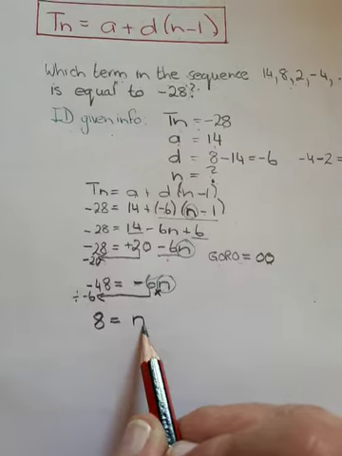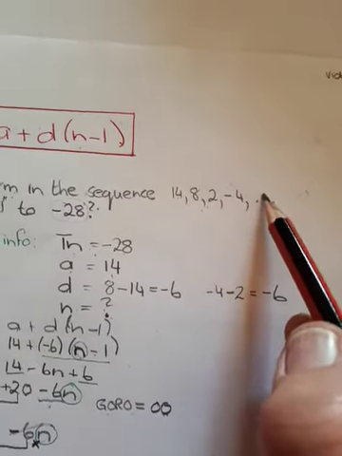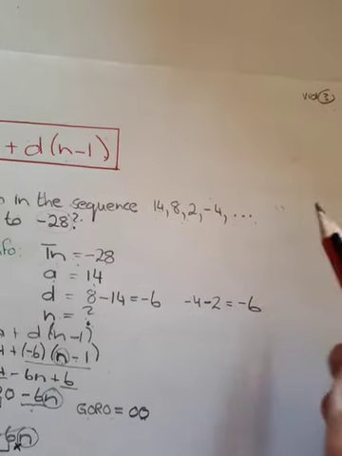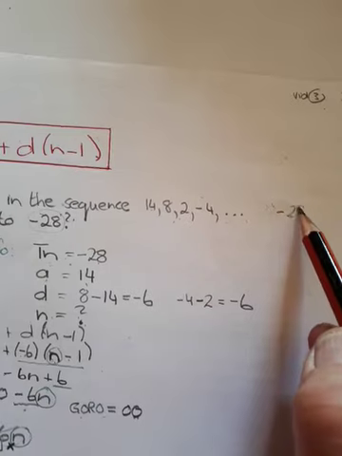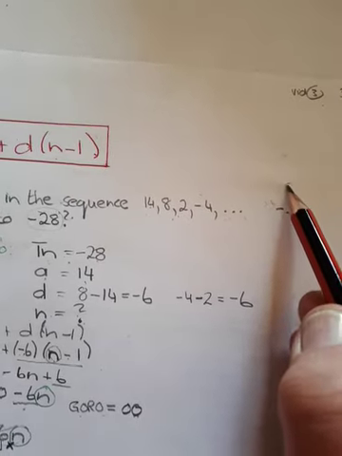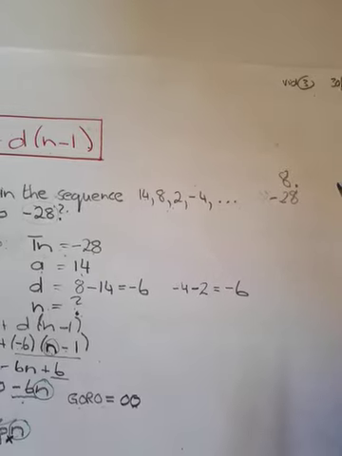So what does it tell me? If I were to go on and actually get the next terms, negative 28 would stand in the 8th position. That is what that answer tells me.